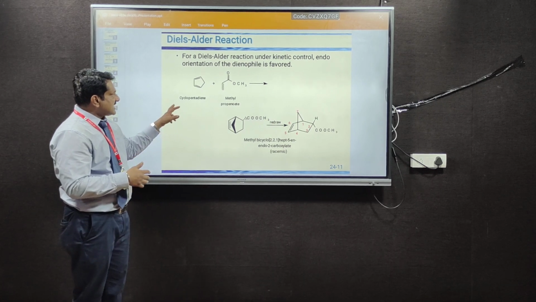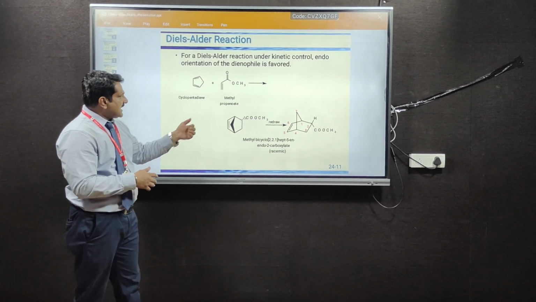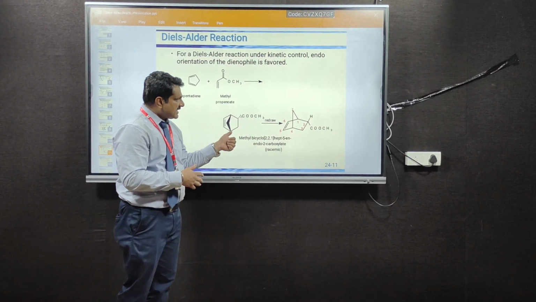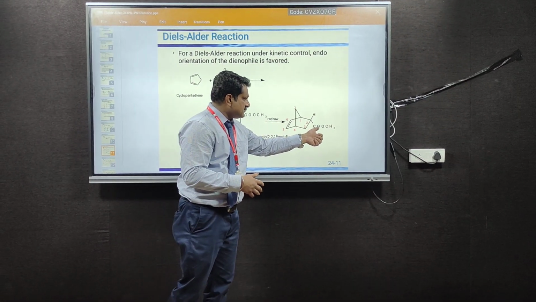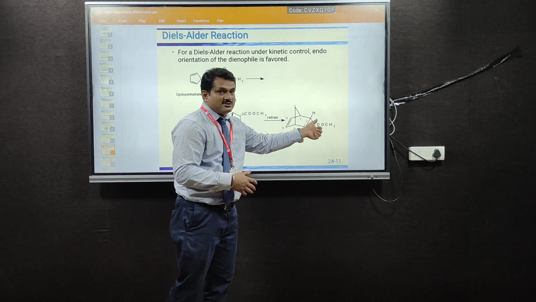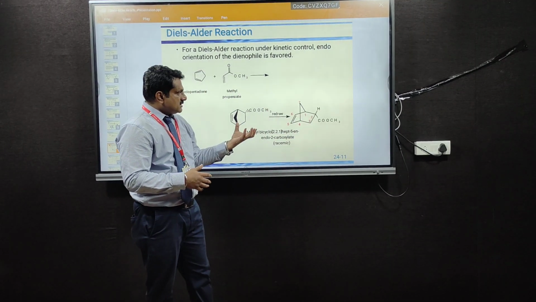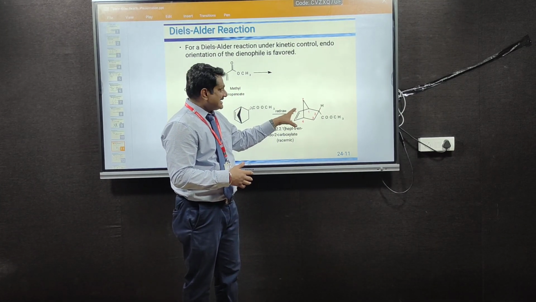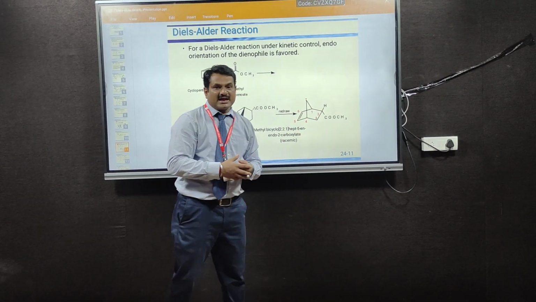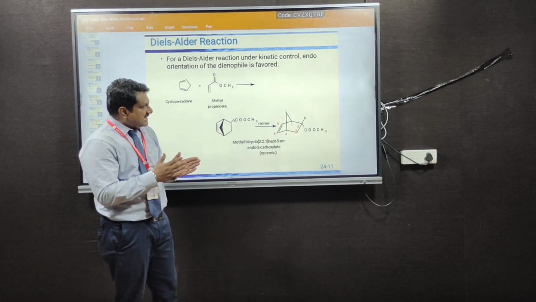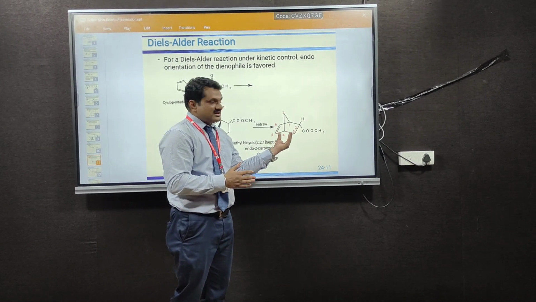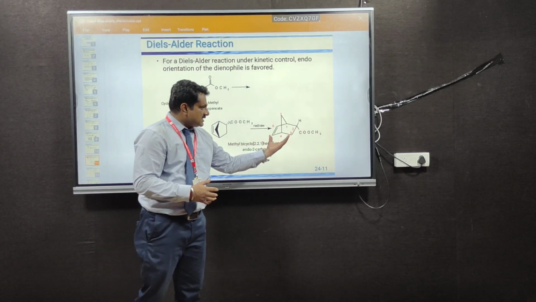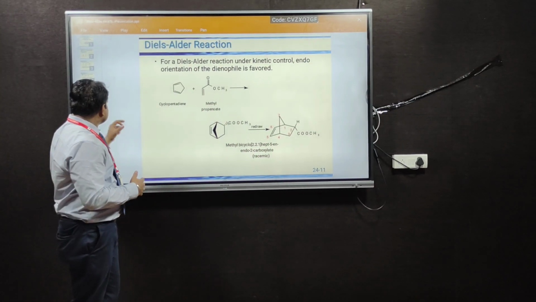Here we have cyclopentadiene as a diene system, and this is methyl propionate as a dienophile system. Here we will have an endo product again, because this will be an electron deficient center, and here we will have an electron rich center, and there will be an attraction between them, so we will end up with the endo product in this type of reaction.